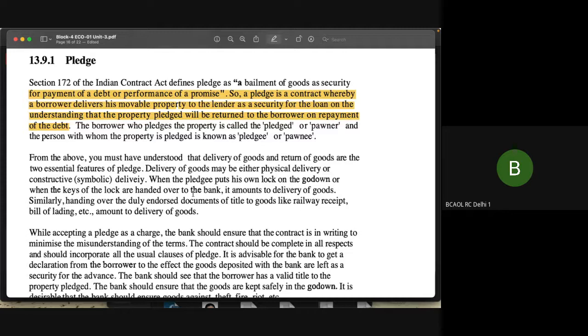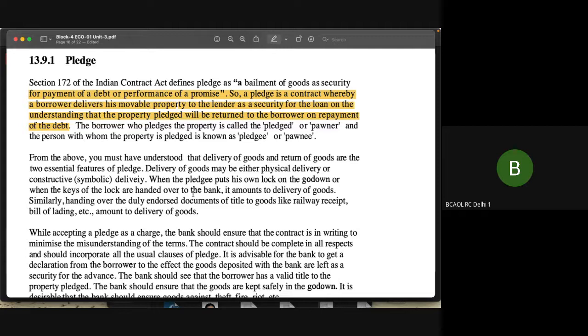So when we talk about movable property, the property that can be moved, like your gold, like your car, it can move from one place to another. So it's a movable property. This thing moves from one place to another, and you are keeping it as a collateral, as a security against the loan. Okay, यहाँ पर ये चीज हो रही है. So in case of pledge, you are parting away from the product. The possession of the product is going from the owner to the person giving the loan.